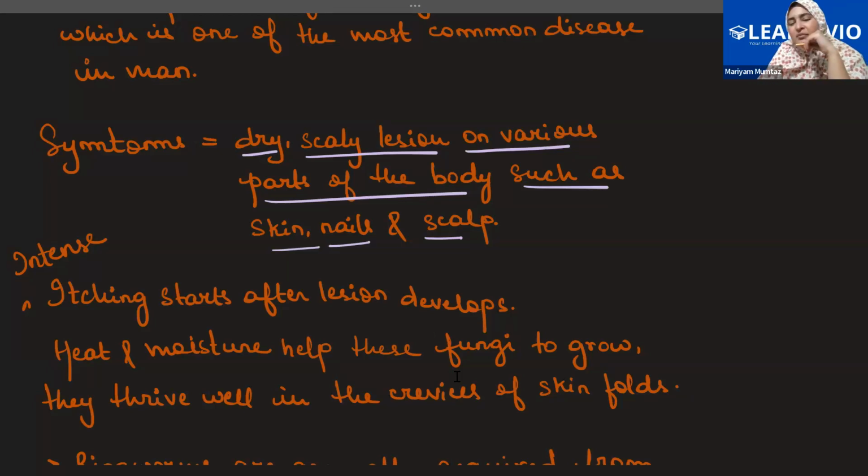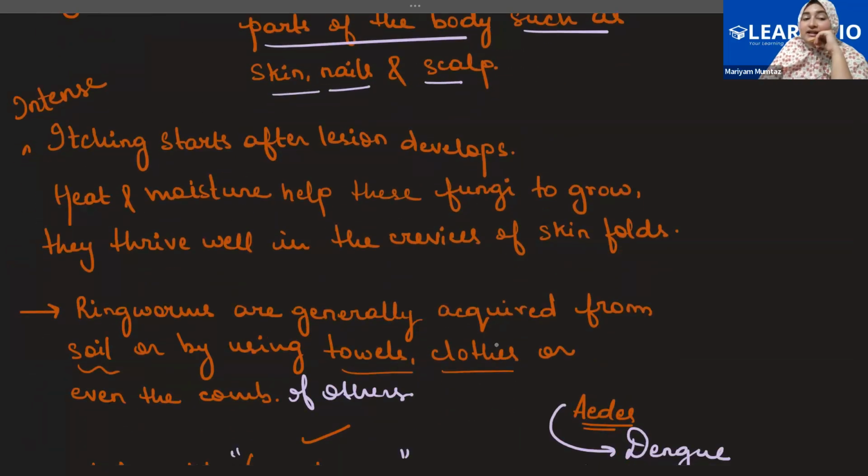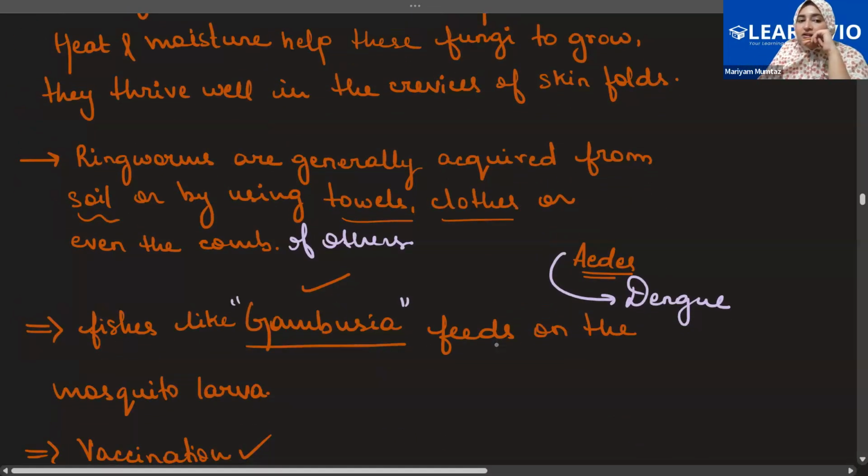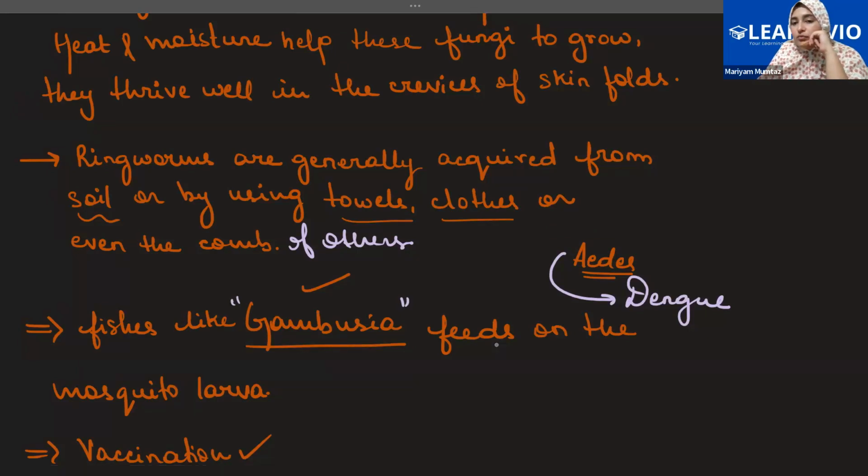Now, this also happens because of negligence towards hygiene. Intense itching starts after the lesion develops. Heat and moisture help these fungi to grow. They thrive well in the crevices of the skin folds because, since it is folded, a lot of heat and moisture is always being provided. Now, the ringworms are generally acquired from soil or by using towels, clothes, or even the comb of other people. So, a person must not do that.